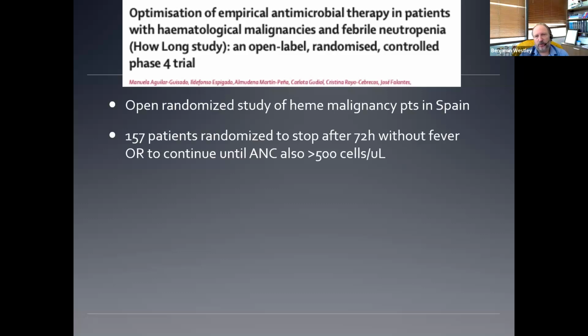157 patients were randomized. And what they basically did was, if the patient was 72 hours without fever after starting antibiotics, they stopped the antibiotics even if the neutrophils were less than 500. That was the experimental arm, or they continued until the neutrophils were also over 500. That has kind of been the historical standard. The antibiotics continue until the neutrophils are over 500. But that can be a big, big problem in patients with these forms of leukemia, because sometimes they're neutropenic for months. And it's hard to get people off of antibiotics.